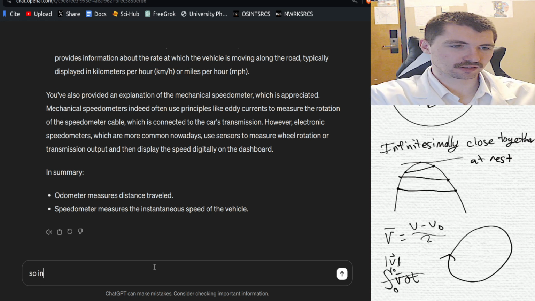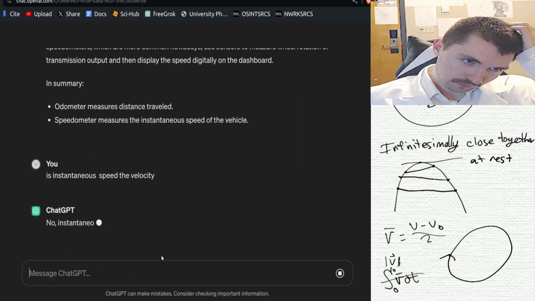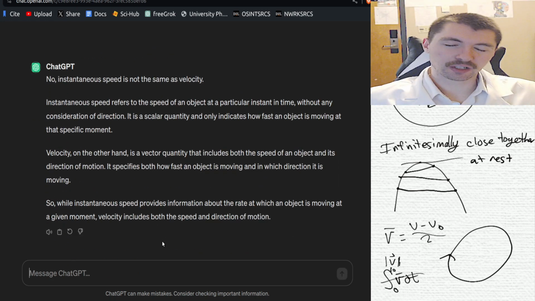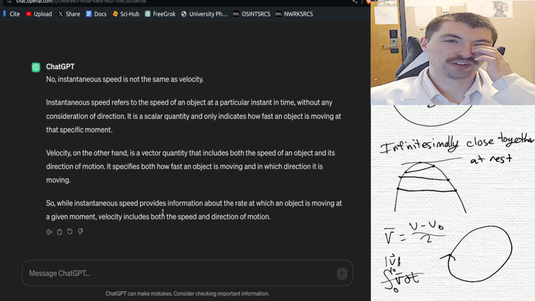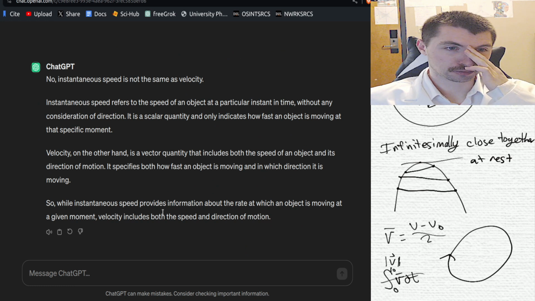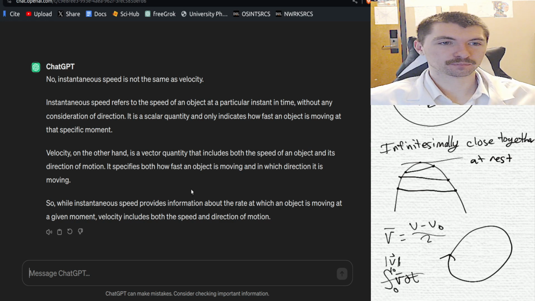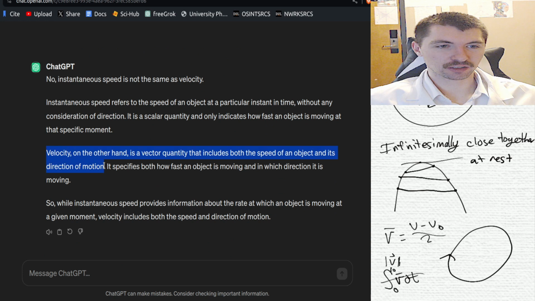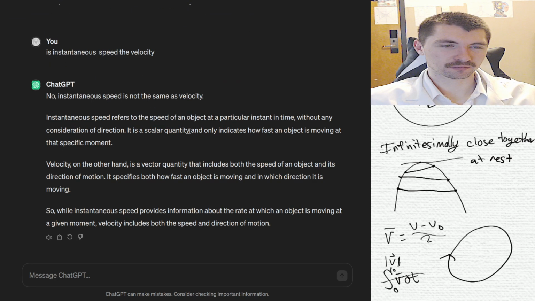So instantaneous speed, the velocity. Oh yeah, that's right. Instantaneous speed is the absolute value of velocity, I think. So velocity is always a vector. Speed is always a scalar. It's what I'm putting together.